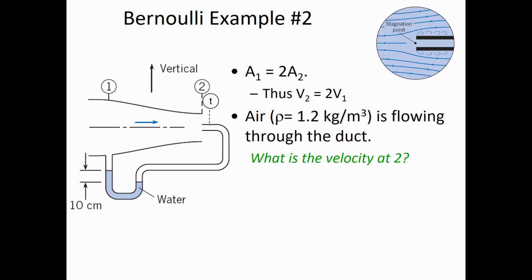That's why it follows, thus the velocity at 2 is going to be double the velocity at 1. We're also going to have air going through this duct, and so we can know the fluid property of air. Its density is 1.2 kilograms per cubic meter. So let's try and find out what is the velocity at 2 based on this measurement of the deflection.